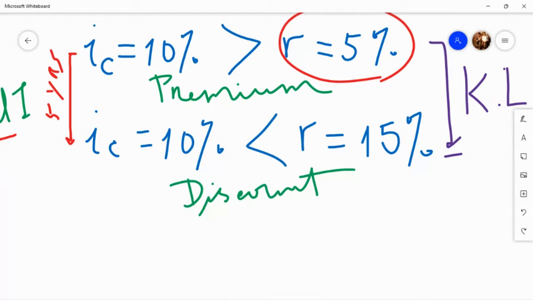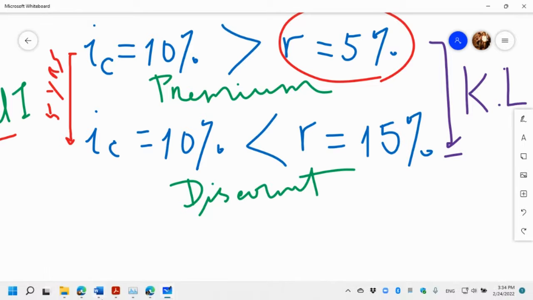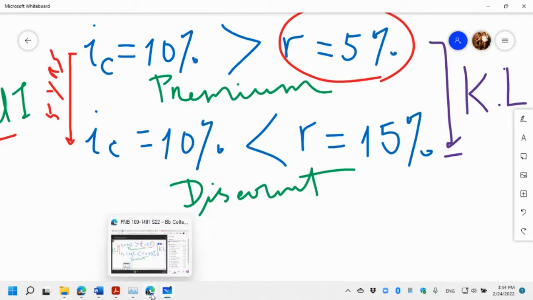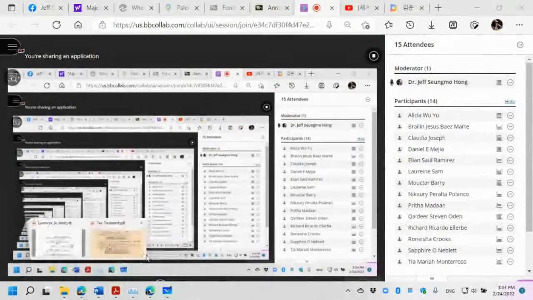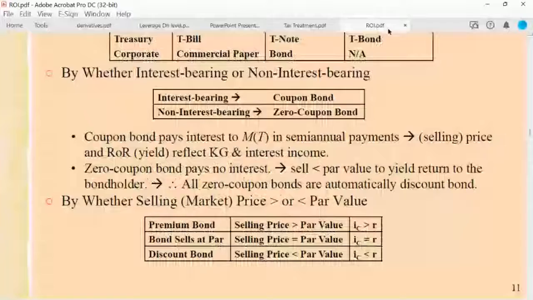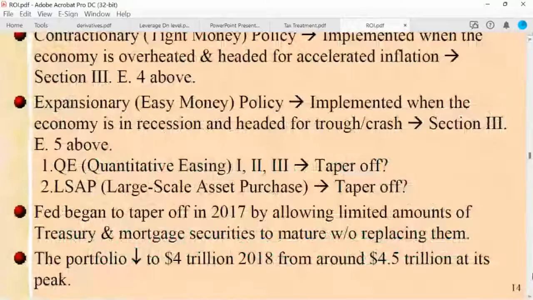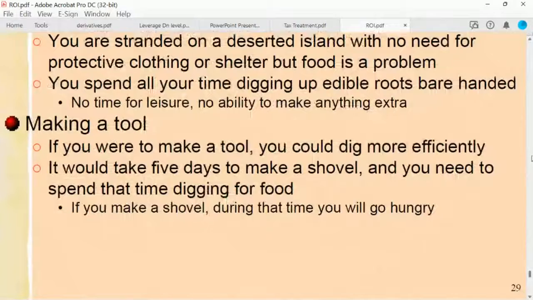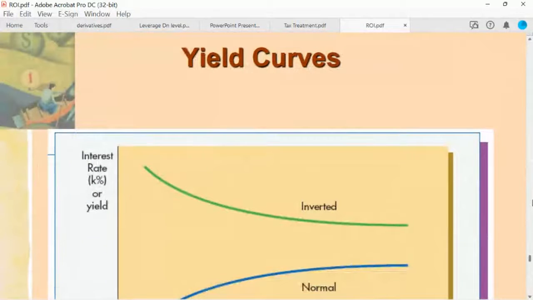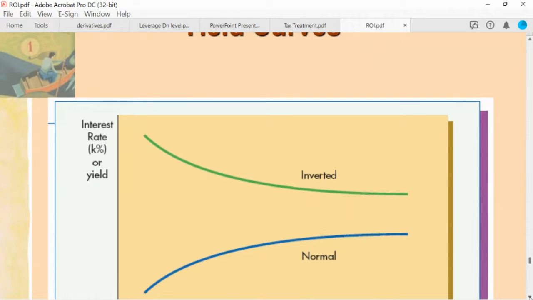So it goes by different other names, right? So you need to understand that. And also, therefore, this is something that is not very difficult to understand. That brings us to the last topic, the yield curve. What is yield?